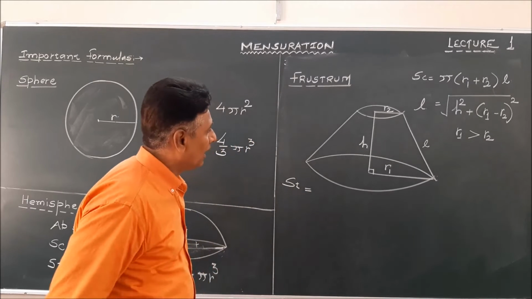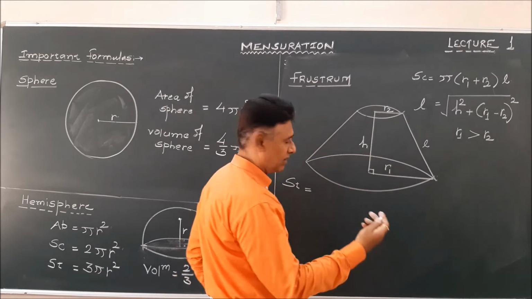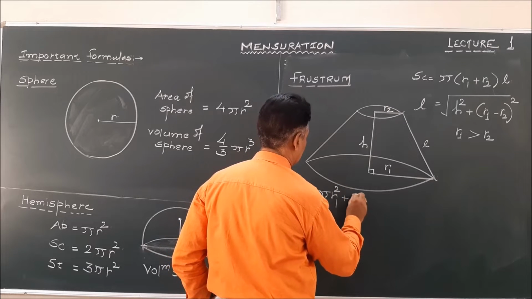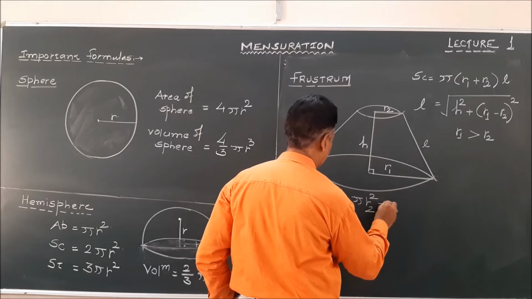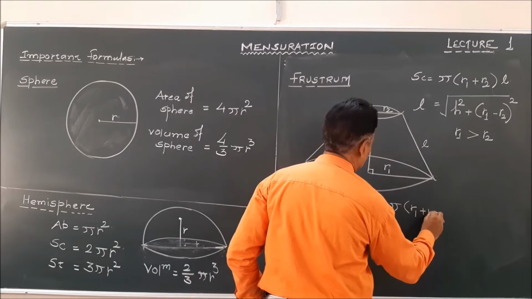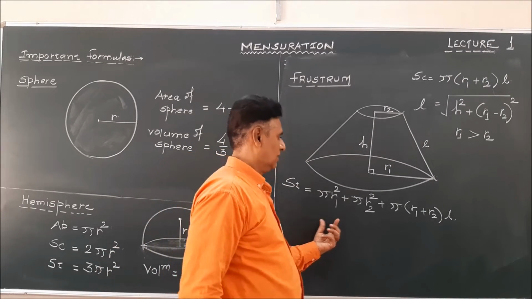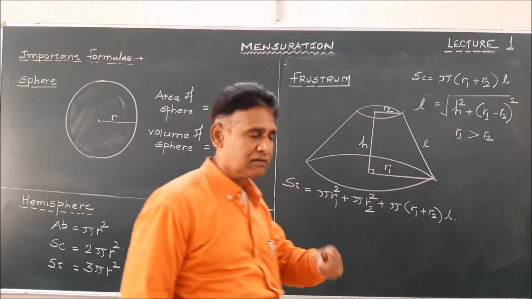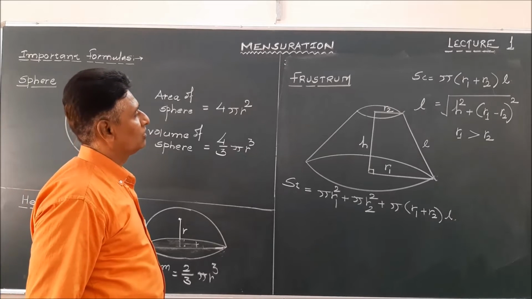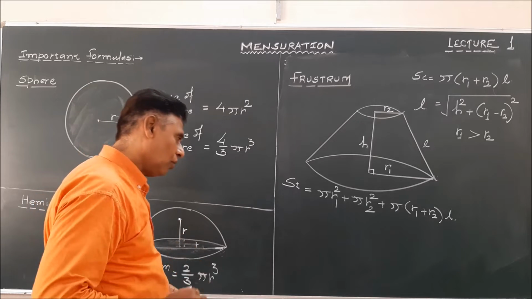Very important. Now, top is circular, bottom is circular, and this is curved. So, pi R1 square plus pi R2 square plus pi into bracket R1 plus R2 into L. Okay, so bottom plus top plus curve. So curved surface area is over, total surface area is over.